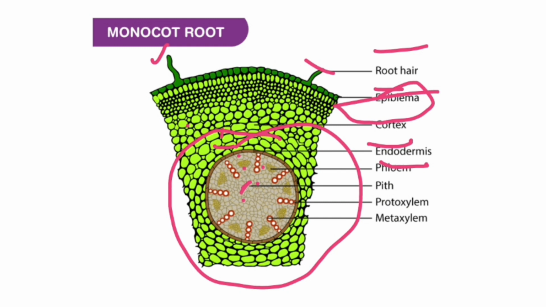In case of monocot root, as compared to dicot root, a well-developed pith is present in the center, and it is made up of rounded parenchymatous cells with a large number of intercellular spaces. And pith cells serve to store food. So this is all about the structure of dicot and monocot root.